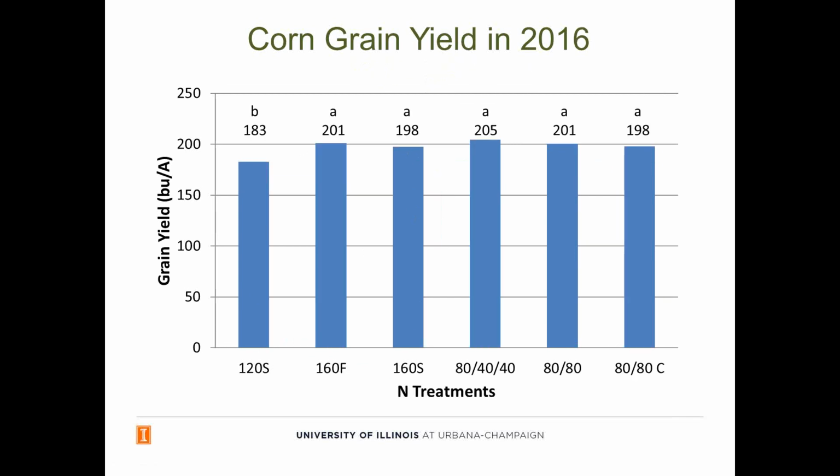So here's the corn grain yield in 2016, and now we've got the full suite of treatments here, and you can see that the reduced rate cost us about 20 bushels again, and it was significantly lower than the other treatments. But interestingly here, it doesn't matter if we split applied, did a 3-way split, put it all in the fall, put it all in the spring, it didn't matter. We got the same corn yield. But I'll show you what the tile nitrate loss from these plots are after I go through the corn and soybean yields.